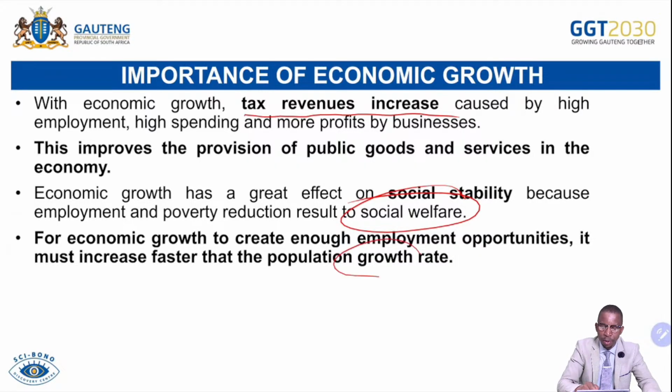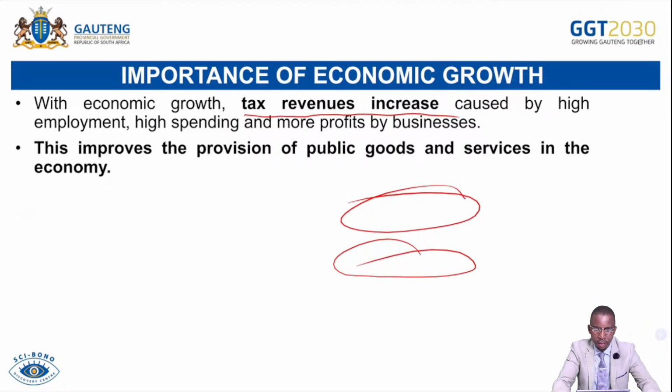For economic growth to create enough employment opportunities, it must increase faster than the population growth rate. So it is important that you know this. For us to say we have more economic growth, we need to ensure that our population growth rate doesn't increase faster than economic activities. So for economic growth to occur, it must increase more than what we call the population growth rate. Then the economic growth can be able to cover all needs of the society in that case.